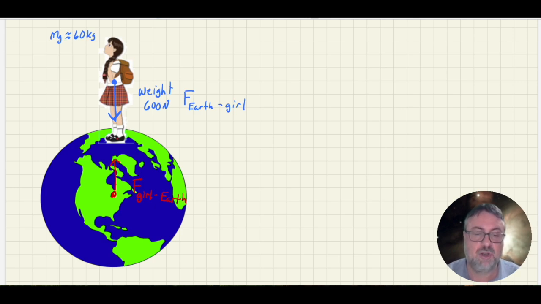Well, and this would also be equal to 600 newtons. The exact same force. If the Earth pulls on you with 600 newtons, you're going to pull on the Earth. You're going to lift up the Earth with 600 newtons. Now, why don't we experience this?